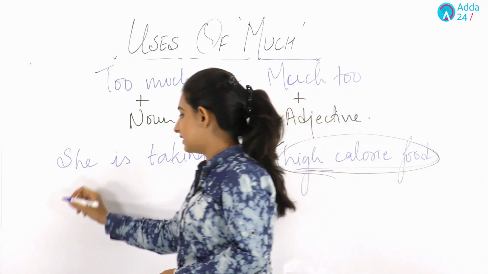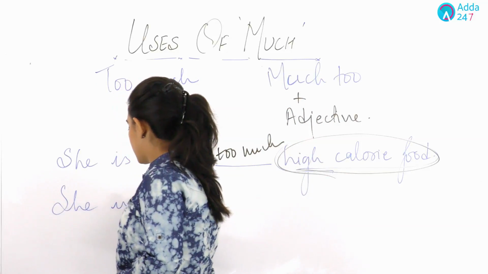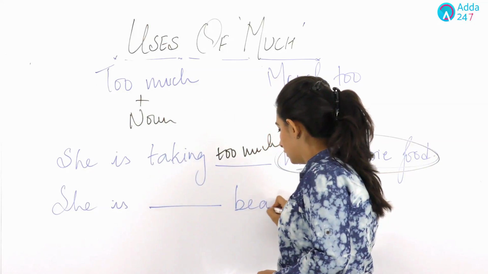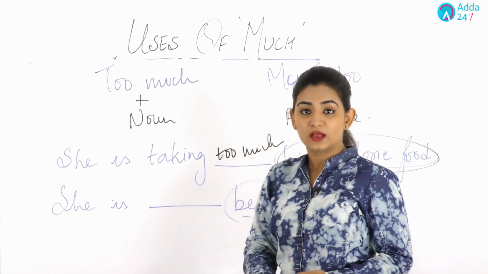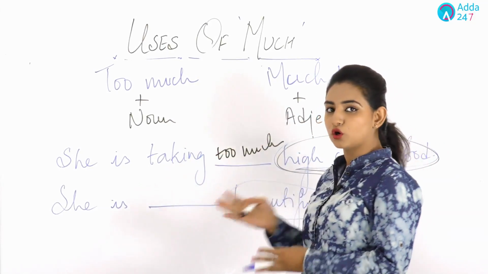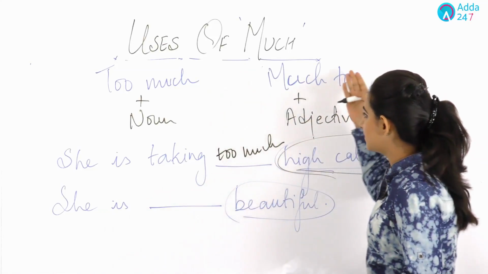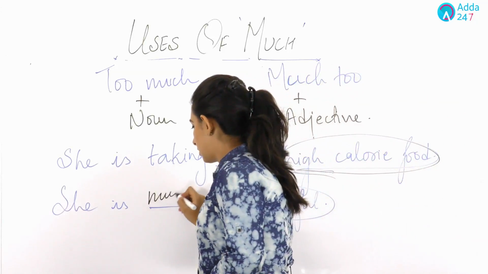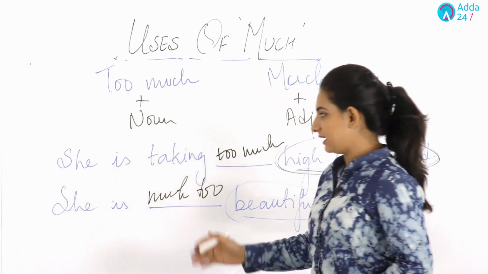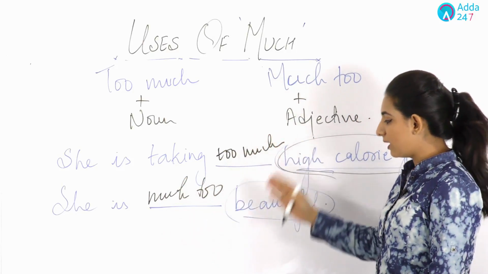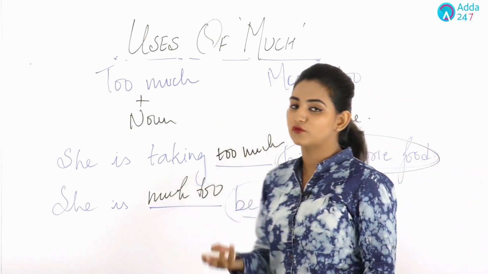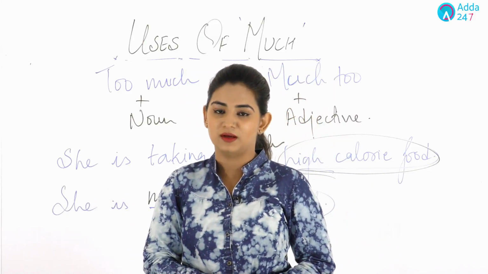If I write another sentence, she is dash beautiful. Now we all know beautiful is an adjective. Now we have to place much too or too much before an adjective. That's very much obvious that we'll place much too here. So the sentence says she is taking too much high calorie food and she is much too beautiful. That's the end of too much and much too and uses of much.